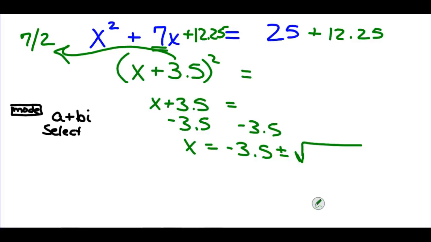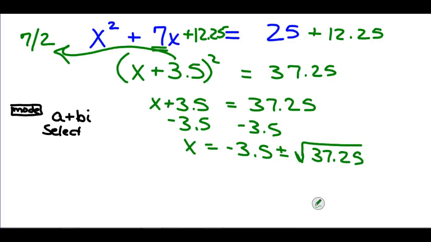Instead of that negative 12.75, we're going to have 37.25. That's the only thing that's going to change. And under the radical sign, instead of that negative 12 point something, we're going to have 37.25. Don't let that blow your mind. It's just changing a number. That's all we did, is change the negative 25 to a 25. And 25 plus 12.25 is 37.25, and that follows down.